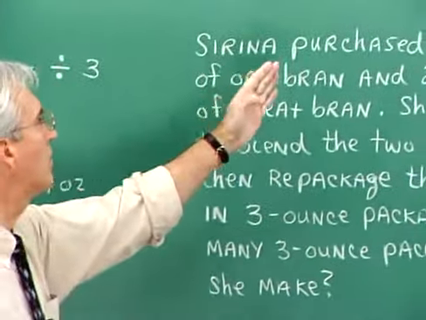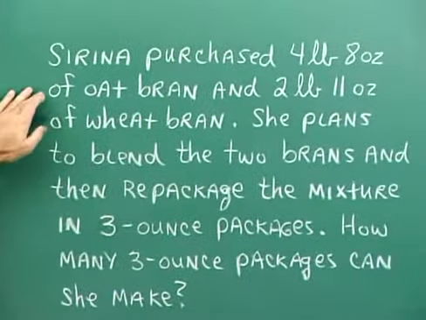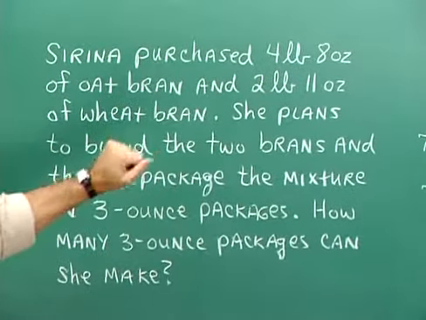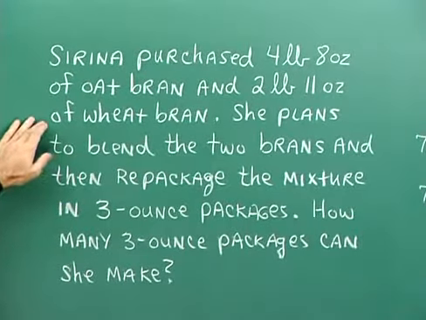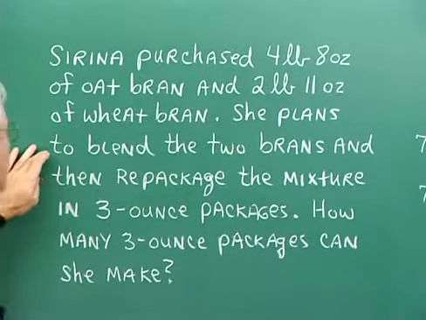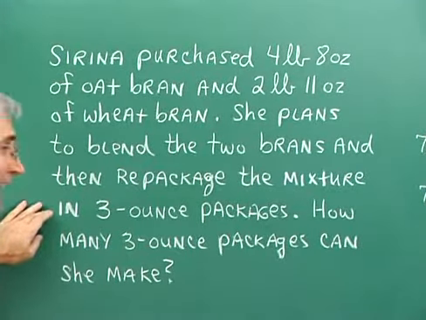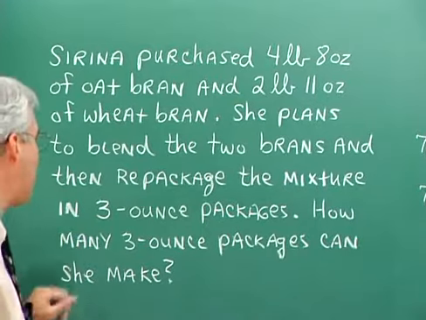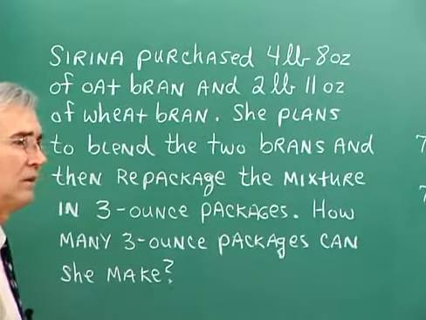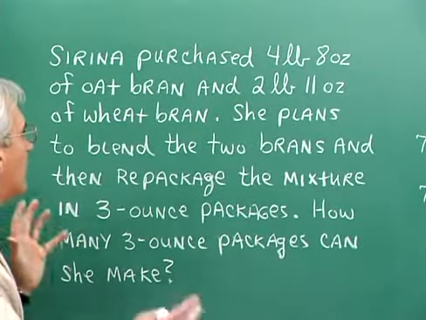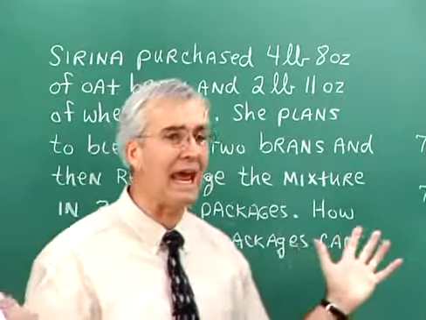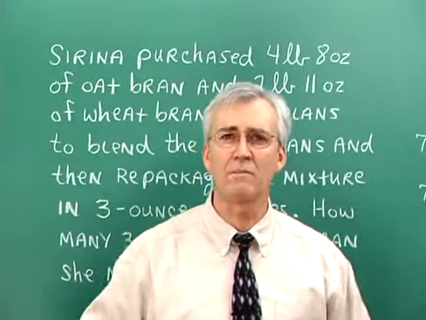Serena purchased 4 pounds, 8 ounces of oat bran and 2 pounds, 11 ounces of wheat bran. She plans to blend the 2 brands and then repackage the mixture in 3-ounce packages. How many 3-ounce packages can she make? Well, let's see. First, she's going to blend the 2. That means she's just going to add the 2 together, put them into one big hopper.